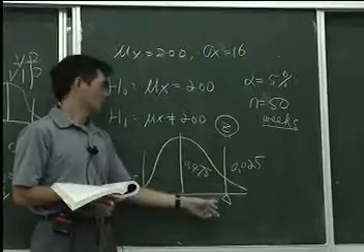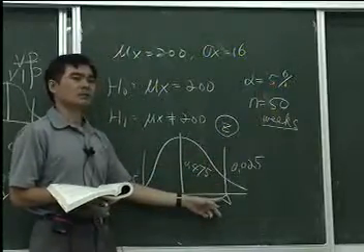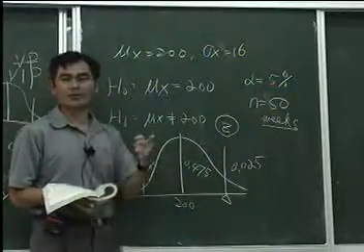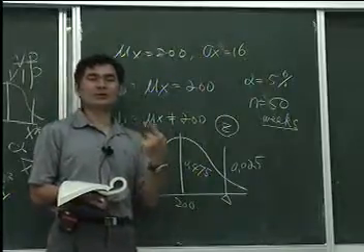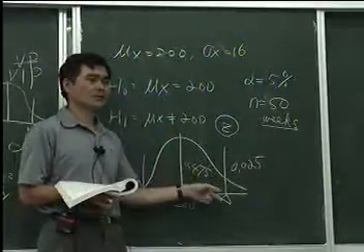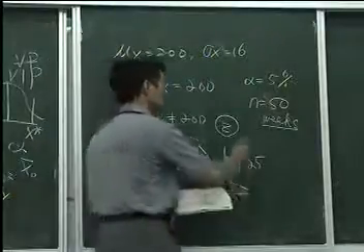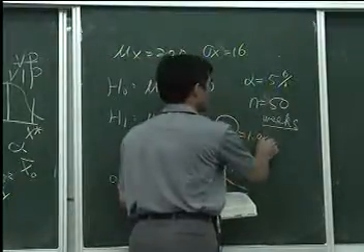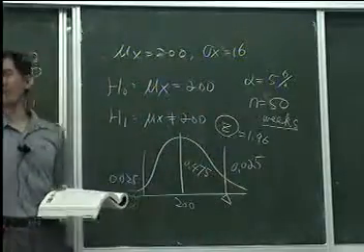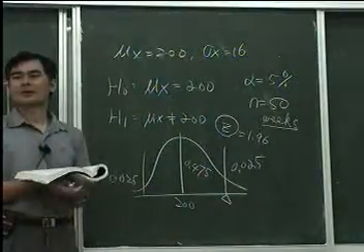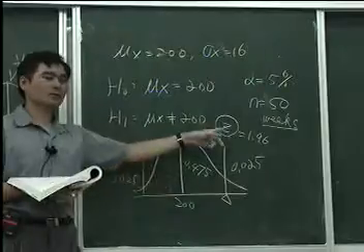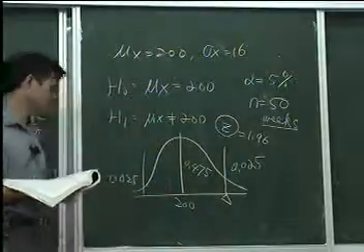So can anyone tell me what should be this value z in terms of the standard normal? Check the table. You look at me, you don't get any answer. What should be here? 1.96. I believe it's 1.96. Can anyone check the table for me to make sure that it's 1.96?